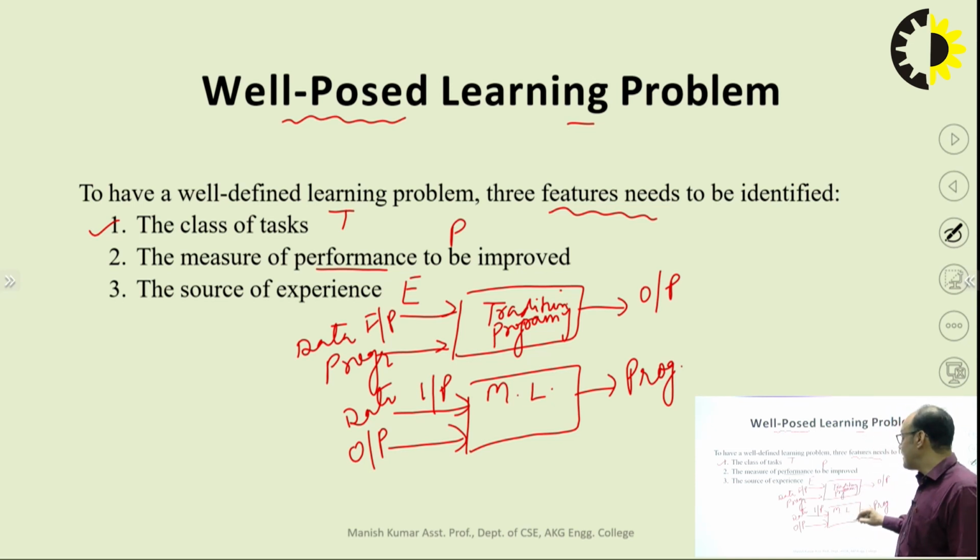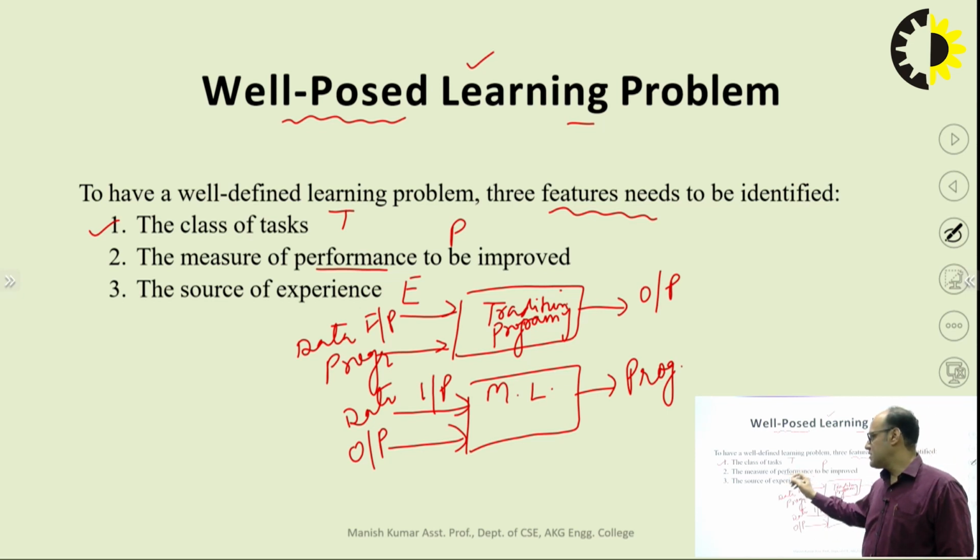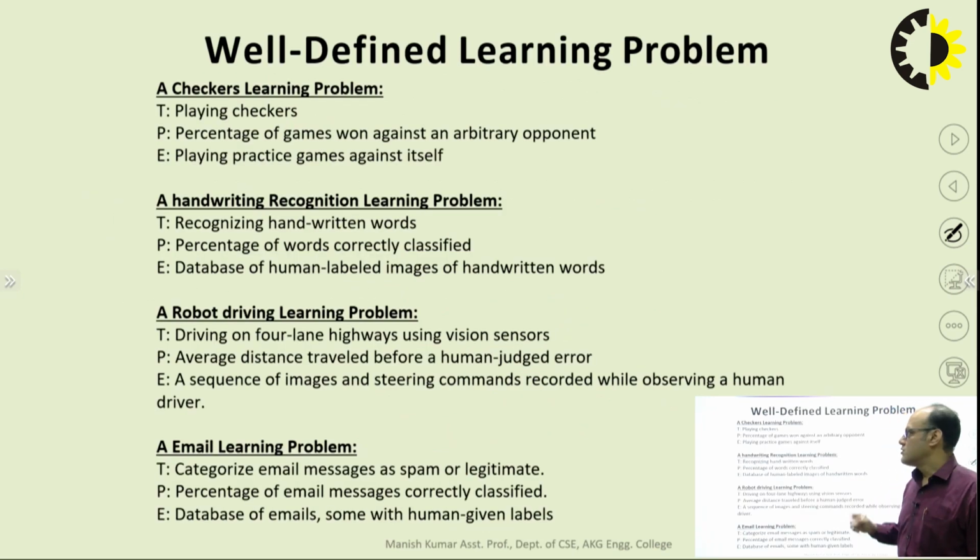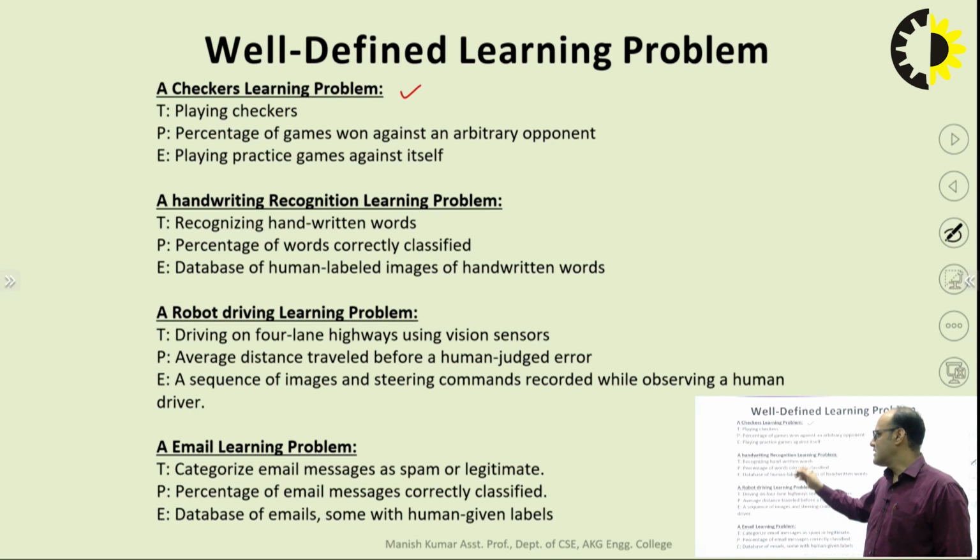So this is the concept of machine learning that you all have to know. For this concept, we should know how to pose the learning problem, using these three important features, T, P and E. Here are some examples. For the checkers learning problem, what is the task? Playing checkers. The performance measure is the percentage of games won against an arbitrary opponent. And the experience is playing practice games against itself.